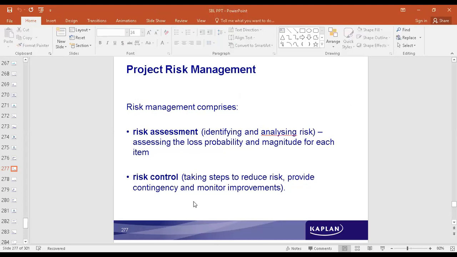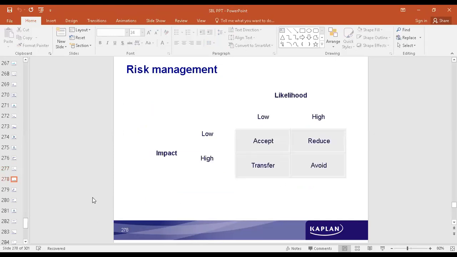So it talks about the strategies adopted in managing the risk. Take all possible measures to reduce the risk, provide contingency and monitor improvement. So there are different strategies to be taken up for risk control: taking steps to reduce risk, provide contingency and monitor improvements. We did learn about the STARA framework: transfer, accept, reduce, avoid, based on the impact and the likelihood. We did learn about this earlier also as part of risk management.